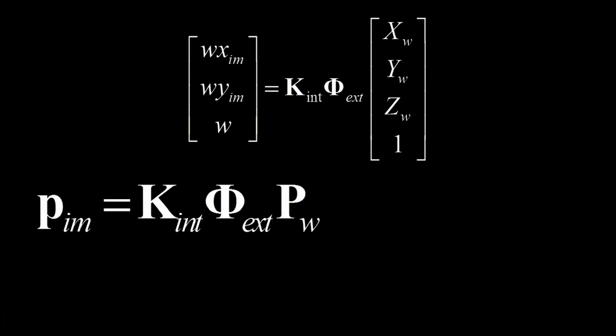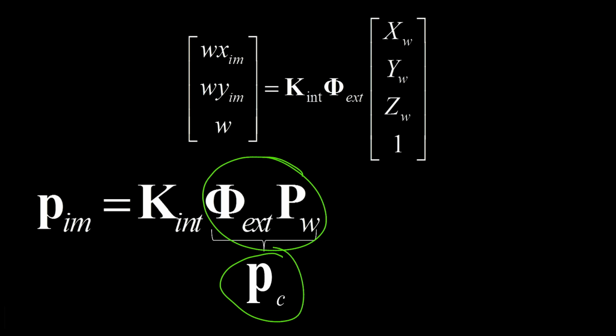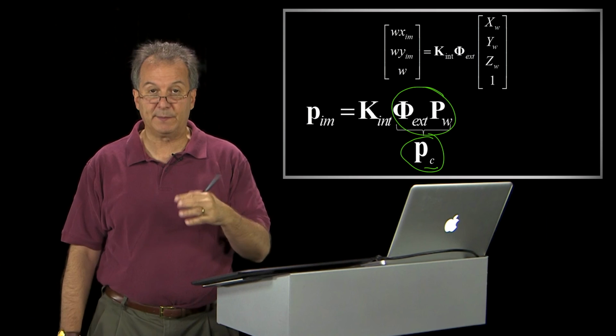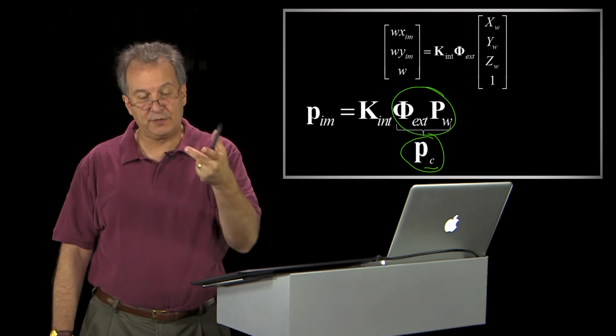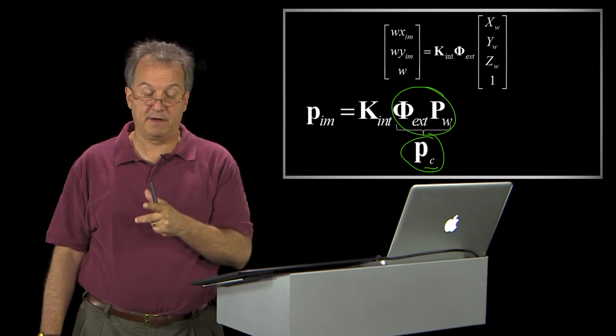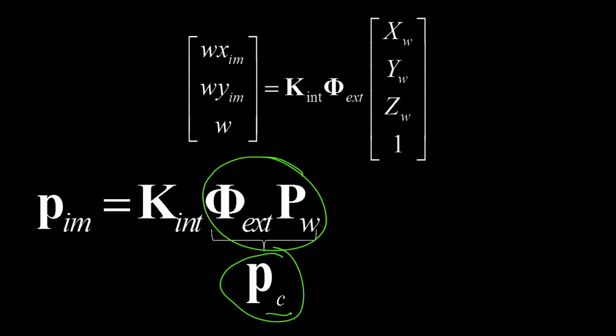The point in the image, and this is a homogeneous point, is the point in the world multiplied by the extrinsic matrix multiplied by the intrinsic matrix. But this, of course, is just the world point put through the extrinsics. That is the location of the point. It's a 3D point, but it's in the camera frame. Remember that the extrinsic matrix maps us from some arbitrary world frame into the 3D frame of the camera. Okay, so we're going to call that P_C.